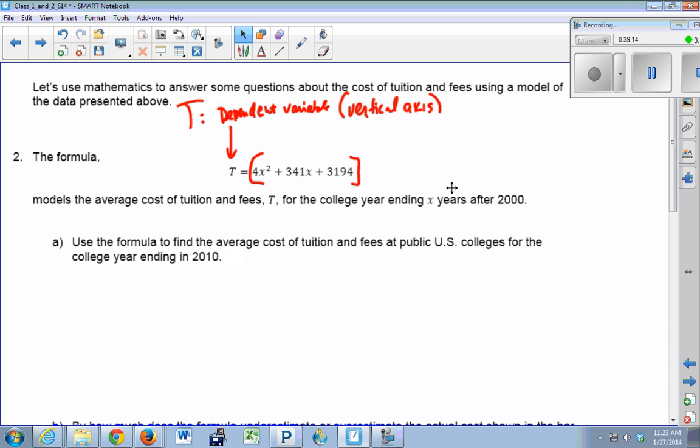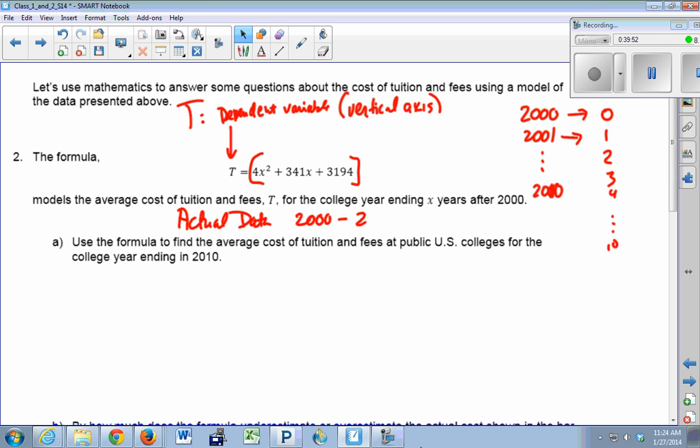So let's see how we're defining what X is. It says the formula models the average cost of tuition and fees, called T, for college years ending X years after 2000. So we had the years 2000, 2001, up to 2010. So the value for X will be 0, 1, 2, 3, 4, up to 10, based on the year. So notice my actual data that I've collected that this model is fit to goes from 2000 to 2010.